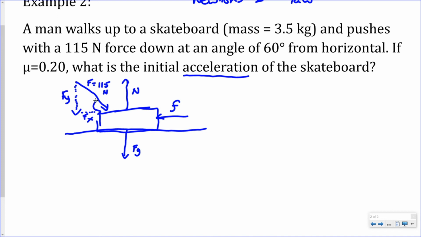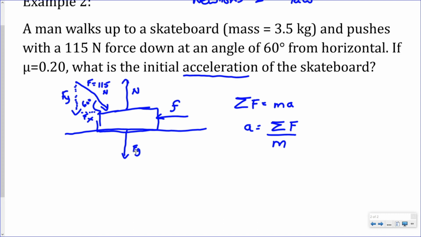And here is my angle of 60 degrees. Okay, so we want to know what is the initial acceleration, and we said this was Newton's second law, so we know the net force is equal to mass times acceleration. Rearrange for acceleration, that means our net force divided by mass. And it's going to accelerate in the horizontal.